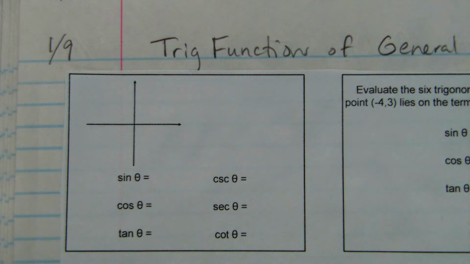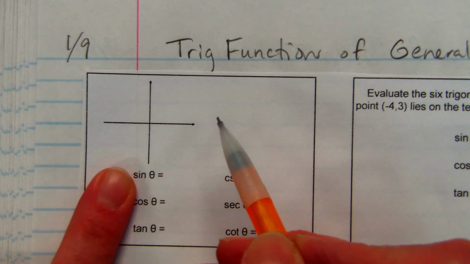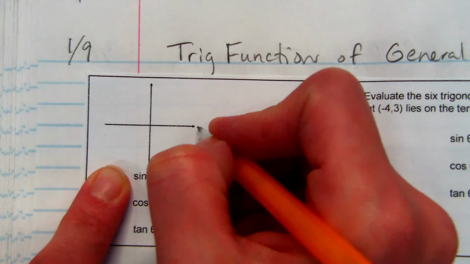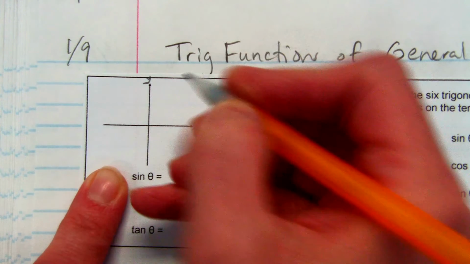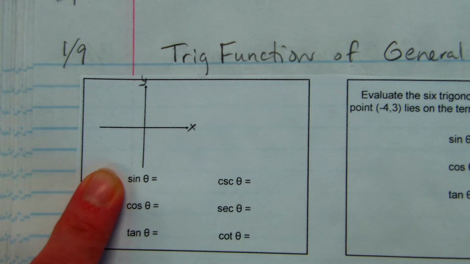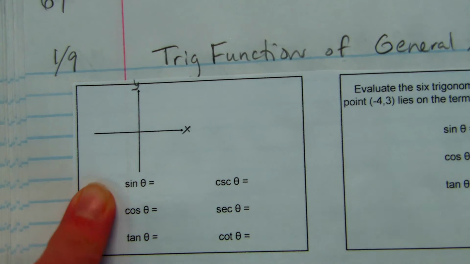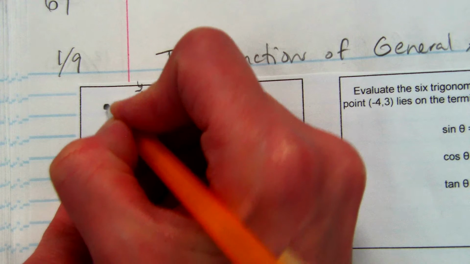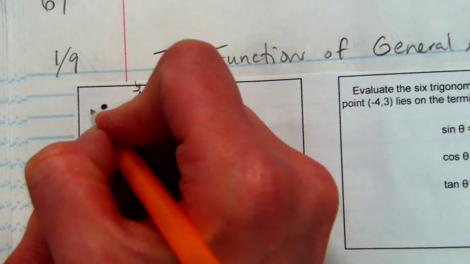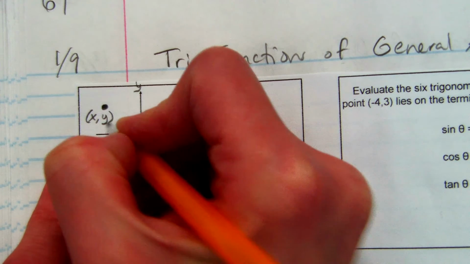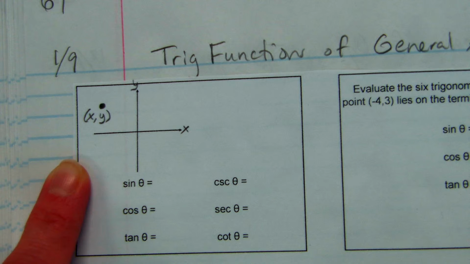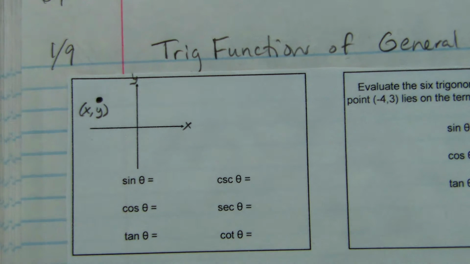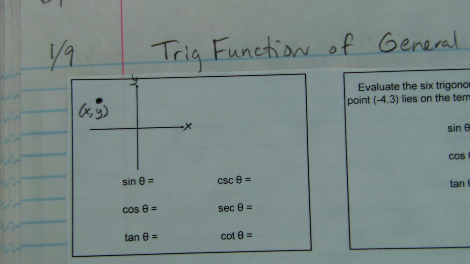So we're starting off with an x and y axis here. I'm going to mark this x and y axis, just a normal graph that we would graph points on. And we're going to put a point over here in the second quadrant, and I'm going to call it xy, just a general point. We don't know what the coordinates are. Don't need to worry about whether it's positive, negative, or anything for what I'm doing initially.